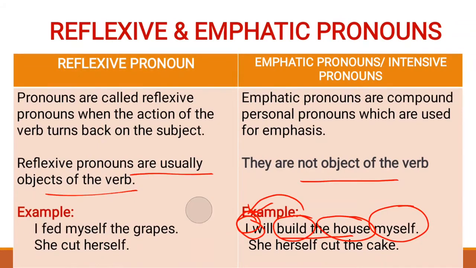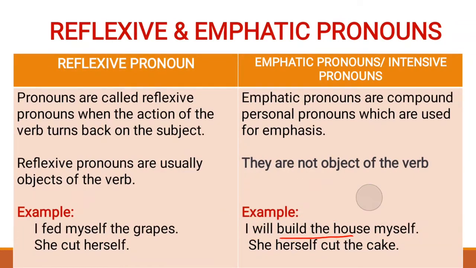Similarly, when we say she cut herself, here herself is the reflexive pronoun because the action cut reflects back on the subject, whereas in the sentence she herself cut the cake, herself is an emphatic pronoun because it is emphasizing the subject, that is the girl, she. I hope you have understood the difference between reflexive and emphatic pronouns.